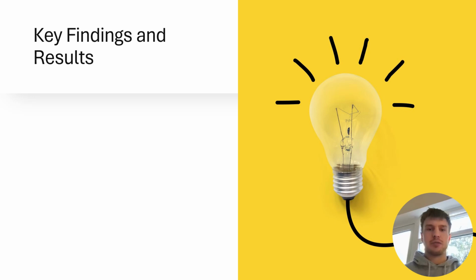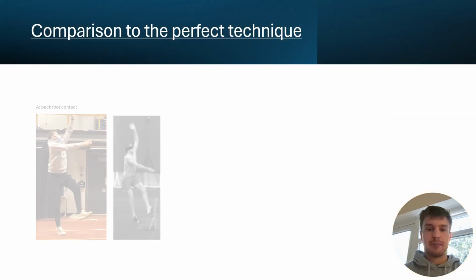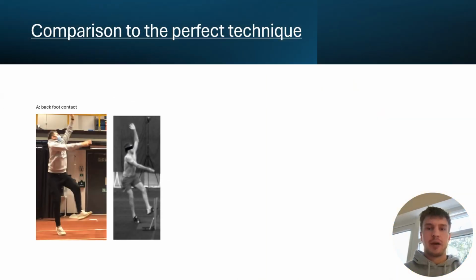Key findings and results. Firstly, let's compare a model technique. To ensure clarity when comparing athlete X to a perfect technique, we'll break down and use the analysis provided by Ranson et al. 2008. As you can see in photo A, the back foot comes into contact with the floor. This starts the fast bowling action. Here, only minor differences in the angle of the arm in relation to the torso can be seen.